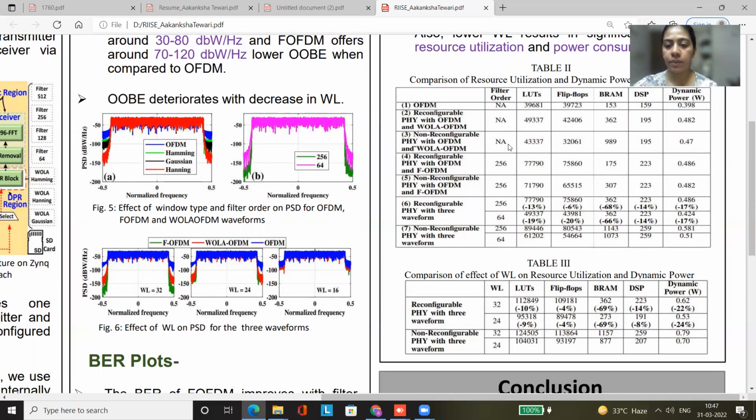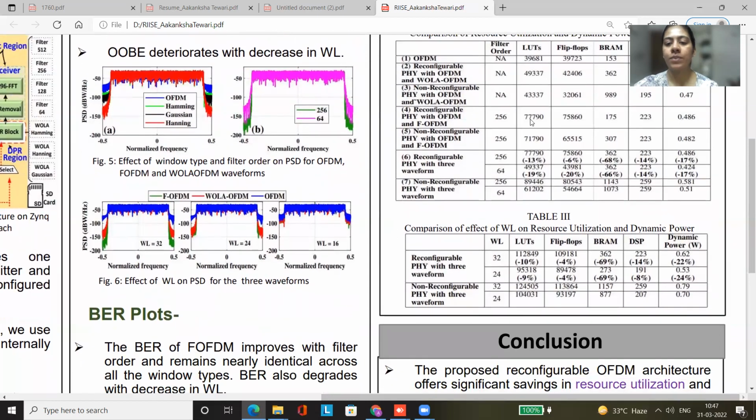Also, in the non-reconfigurable architecture, if we wish to increase the number of windows, again, the BRAM utilization will have to be increased. Whereas for the reconfigurable architecture, it is independent of the number of windows which we want to keep in the design. A similar observation can be made for architectures 4 and 5, where we are using OFDM and FOFDM together.